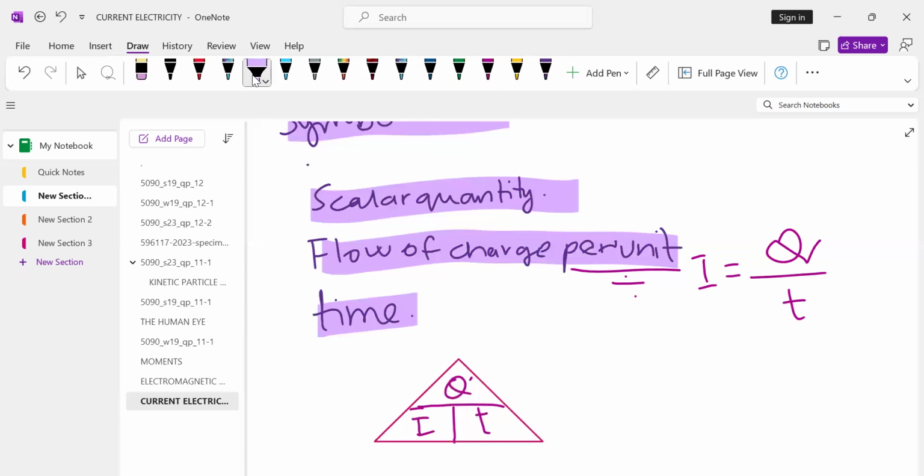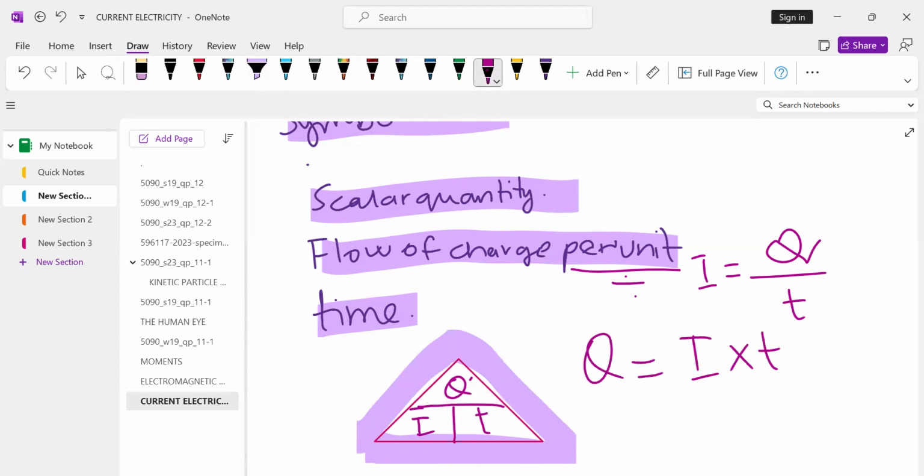And then you can remember the formula using this triangle which I have drawn here. In this triangle, this line is the line for multiplication. It's saying that Q equals current into time. When it goes towards the left, it will multiply, so I into t. So this line is of multiplication and this line is of division.